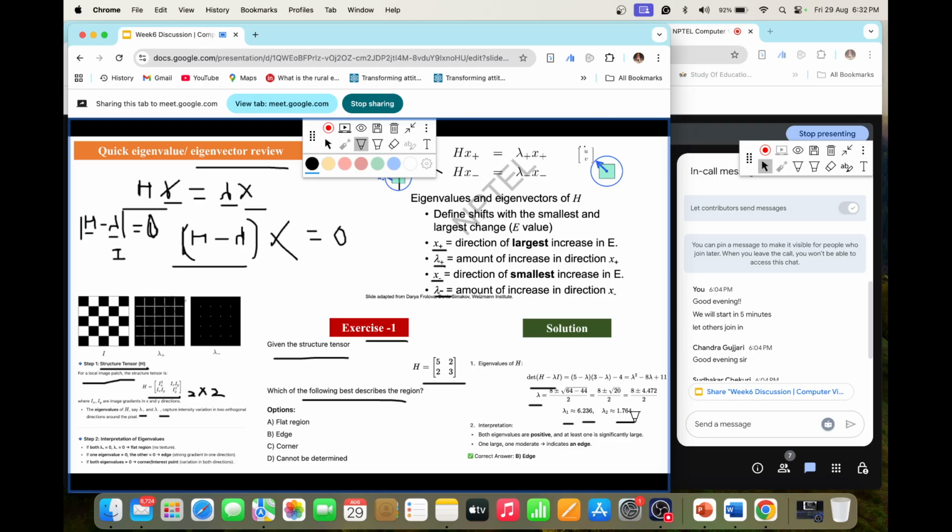Now both these eigenvalues are not large. You can see there is a significant difference. Lambda 1 is 6.236, but lambda 2 is small, that is 1.764. That means there is a significant difference. As there is a significant difference, our case will be the second, that is, this H matrix describes an edge. If both are close to like 6, then we can say it is a corner. If both are very close to 0 or both like 1, then we can call it a flat region. So that is the interpretation by an example problem.